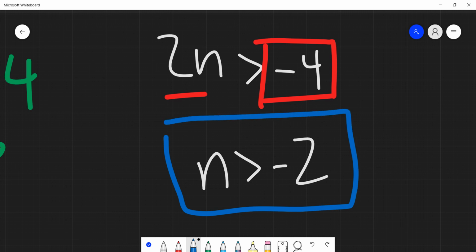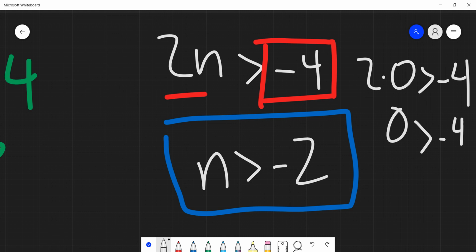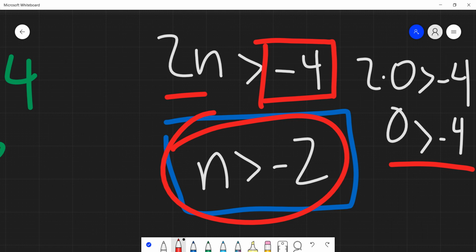So let's take a random value greater than negative 2. I'm going to use 0 because 0 is actually a really easy value to substitute into all equations and inequalities. So 2 times 0 has to be greater than negative 4. And 0, I'm pretty sure, is greater than negative 4. So since this stands true, my solution is right.